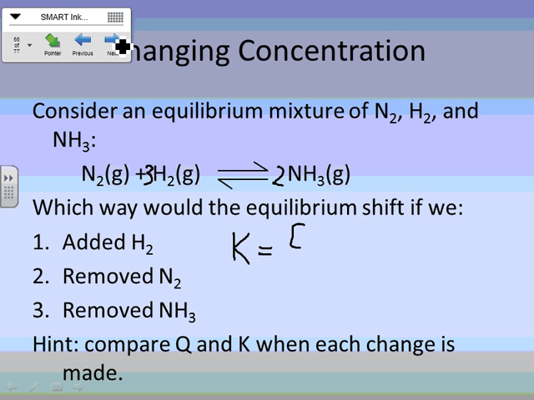Sorry about that. It may not be balanced on your paper either. You might have to write that in. It's not? Okay. Yeah, so go ahead and write that in. There's a 3 in front of the H2 and a 2 in front of the NH3. Okay, so there's our equilibrium expression, all right?